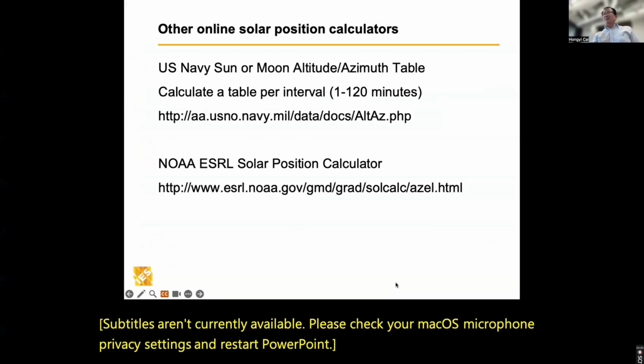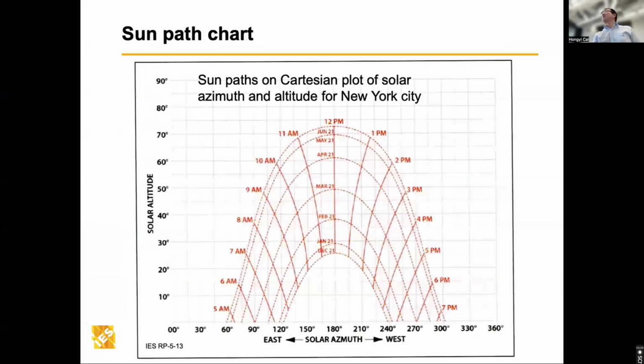So we already talked about them, right? Sun path check is like this. This is one of the formats. It's called the Cartesian plot. Cartesian means you will use the horizontal axis and the vertical axis. In this case, the horizontal axis will be your solar azimuth angle, and the vertical axis will be your solar altitude angle. So if you calculate for the whole year, you will get a map like this. If you only calculate for a single moment on a single day, you will get only a point.